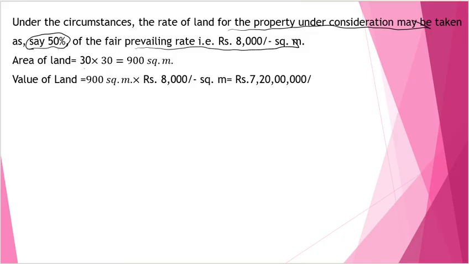So area of the land 30 meter by 30 meter, 900 square meter, and the value of the land 900 square meter into 8,000 per square meter, 7 crore 20 lakh. Otherwise its value would have been 14 crore 40 lakh. So see here how easement affects the value of the property. So this is all about valuation of licensed properties under Easement Act 1882.